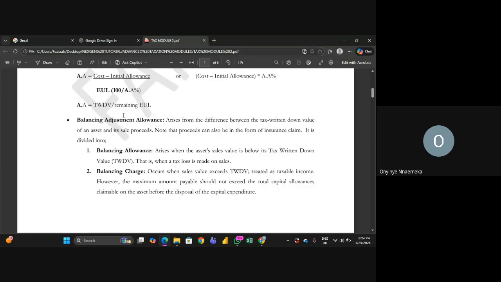So we have the balancing adjustment allowance. This arises when what? The company sells their assets. So when you sell the assets, they can either make profit or make loss. When they make profits, they have to pay tax on that profit, and that's where balancing charge comes into place. So balancing charge occurs when the tax written down value is lower than the sales proceeds. Balancing charge will occur.